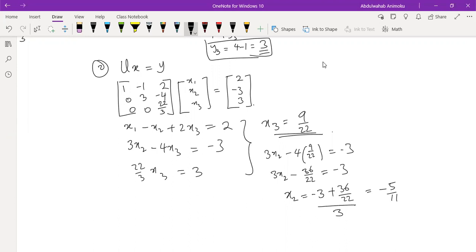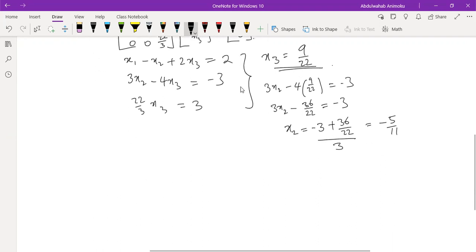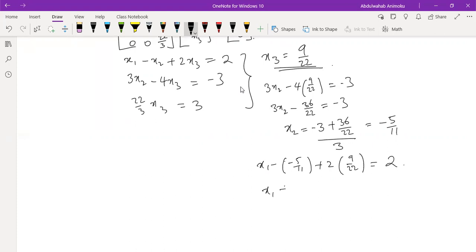So what's next is the third one, which is to solve the next equation, x1 minus x2, so minus minus 5 over 11, plus 2 times x3, which is 9 over 22. And this is equal to 2. So that means x1 plus 5 over 11 plus 9 over 11 equal to 2. So 2 can go into 22 as 11. So this will give us x1 equals 2 minus 5 plus 9, which is 14, so minus 14 over 11. So this gives us 22 minus 14 over 11, which is 8 over 11.